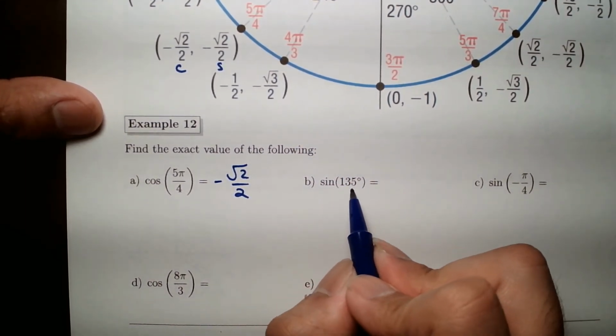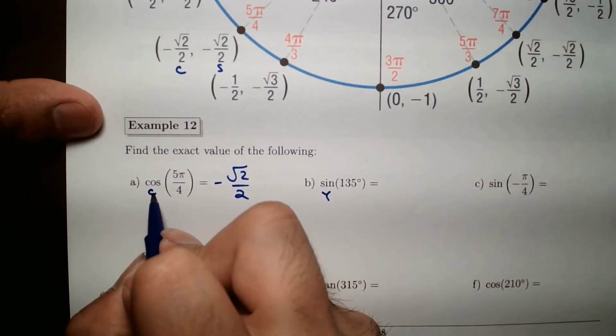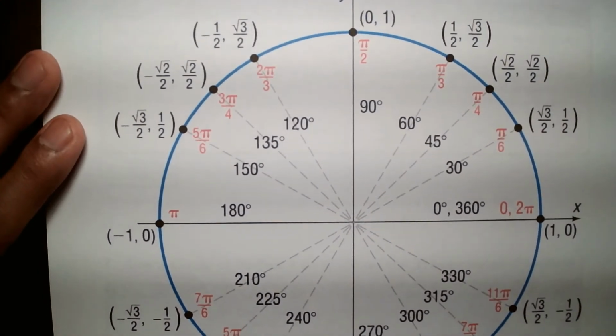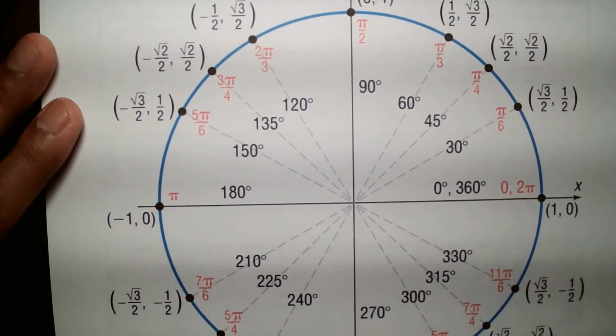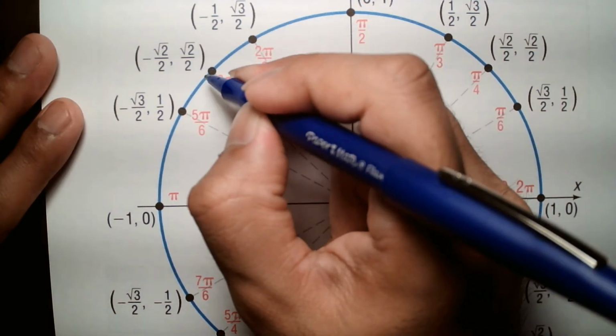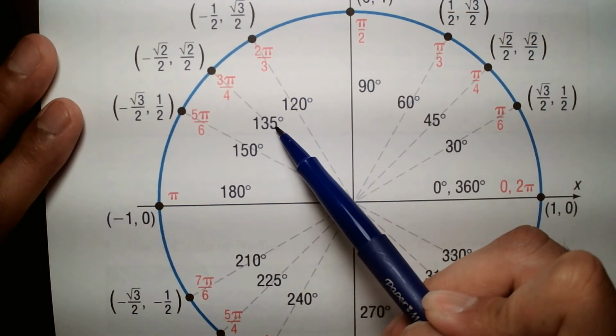Sine of 135 degrees. In this case, we're looking for some sort of y-coordinate as opposed to an x coordinate. Depending on the notation, sometimes we may be given the values in degrees, sometimes in radians. All right, so 135 degrees.